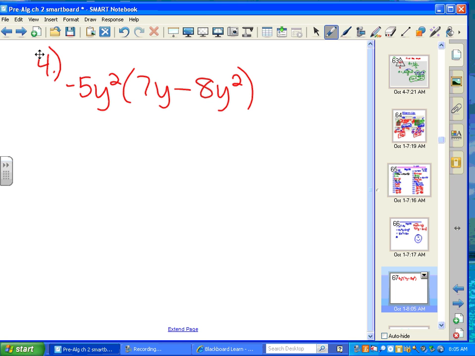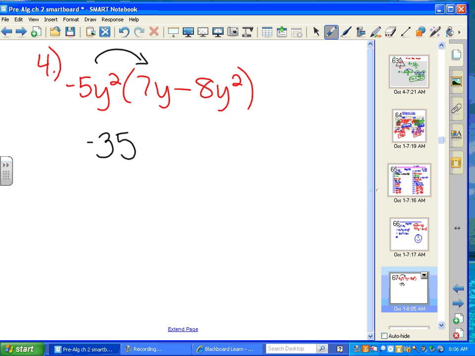There's a variable and a number in front of the parenthesis. So the first thing we're going to do is take negative 5y squared times 7y. And make sure you guys are listening, because some of you are asking questions and I'm already going over things. Take the numbers first and multiply them. So we have negative 5 times 7. We know from chapter 1 that's negative 35.